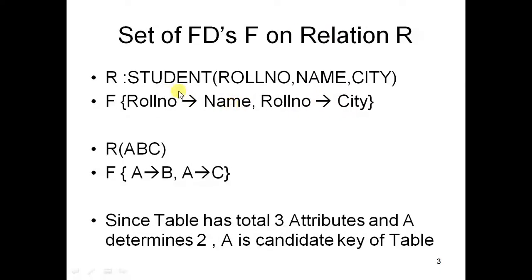Okay, so you can have two types of questions or representation. Number one, a relation R can be written as something like this, in capital, Student and the names of the attributes, and the set of FDs F can be written as roll number determines name, roll number determines city, something like this. Or in most of the cases in GATE questions and other types of questions you will find it this way: R(A, B, C), where A, B, C are the columns, and the set of FDs F, where F is A determines B, A determines C. So let us begin with this.